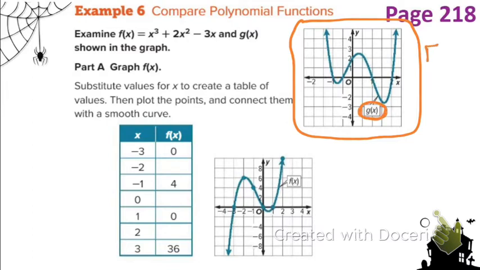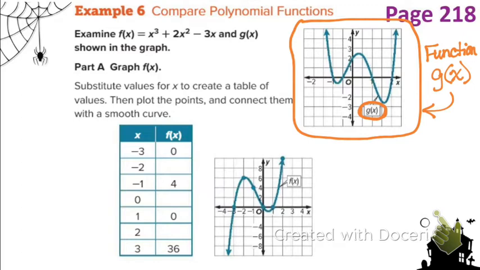This is the function g of x. That's what this is a graph of. I want you to label that in your book because we're going to be comparing and contrasting that one with the other function f of x. Okay, no worries. All right, so we labeled our function g of x.